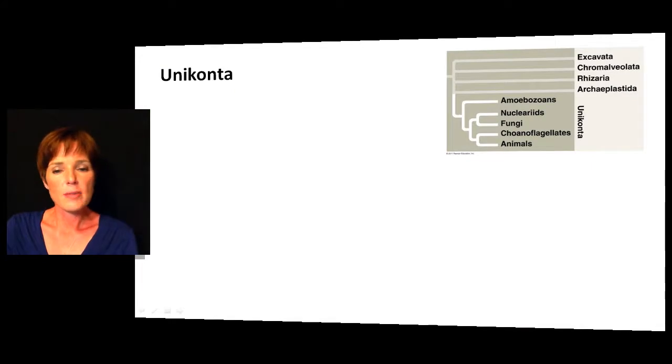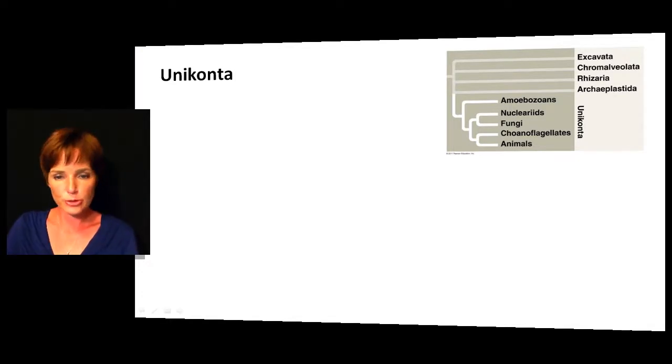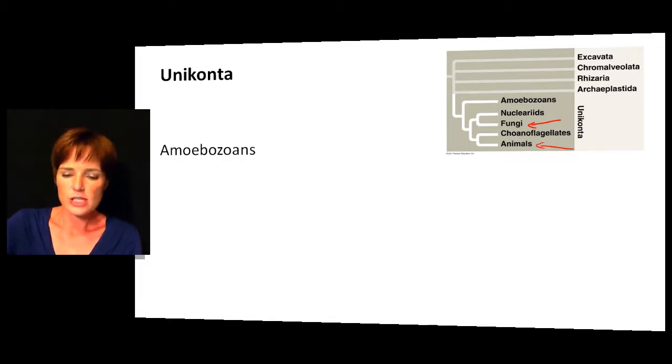We move on and talk about our last major grouping here. This is the Unikonta. This includes a pretty diverse group as well, because not only do we have some new groups of protists, we have fungi here, which make up their own kingdom, and we also have animals here on the bottom, which make up their own kingdom. So we're going to be talking about the other ones that you see here.